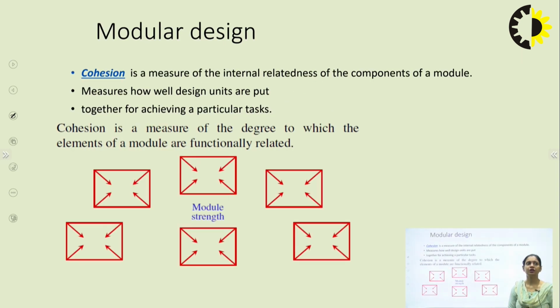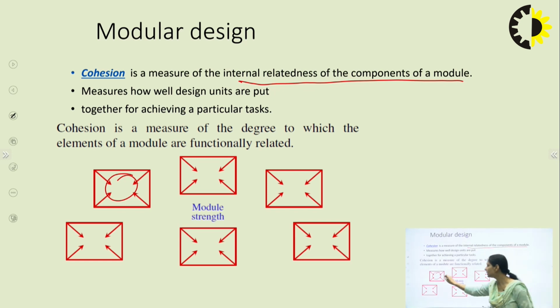Now comes the next topic, that is cohesion. In coupling we have seen that two modules are interacting with each other, they were interconnected with each other. Now, cohesion basically talks about the interconnection within the module. So, it is a measure of internal relatedness of the components of a module. Here we are not concerned about the different modules, but we are concerned about a single module and how the interconnections are being established inside it.